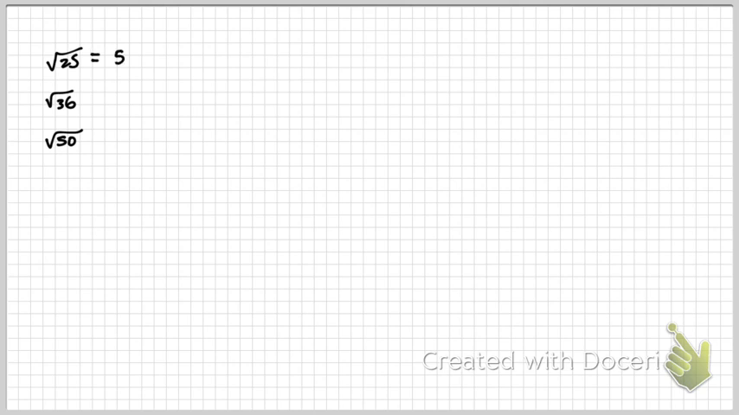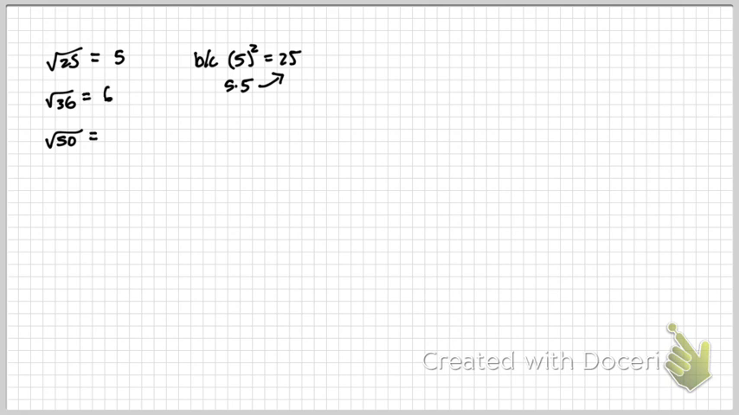The first one is the square root of 25. The square root of 25 is 5. And the reason why it's 5 is because you can square a 5 to get 25. And of course, squared means 5 times 5. Okay, so if you can square a number to get the number that's inside the square root, then you can simplify it like so. So here we have the square root of 36. The square root of 36 is 6.